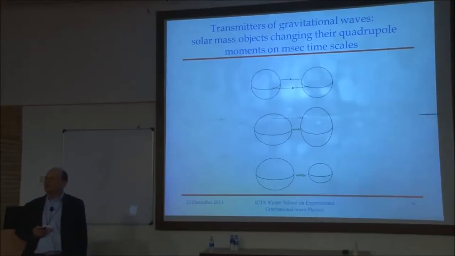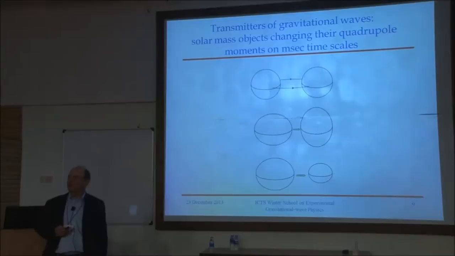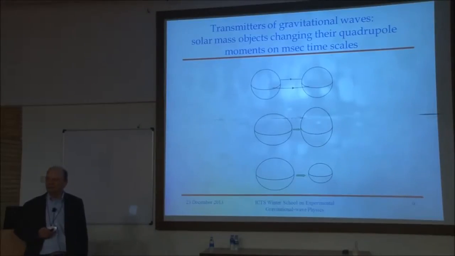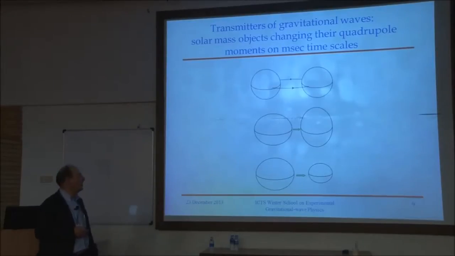So conservation of momentum says you can't make a time-varying, or at least an accelerating gravitational dipole. But you can make a time-varying and accelerating mass quadrupole. And those are the prime sources of gravitational waves.